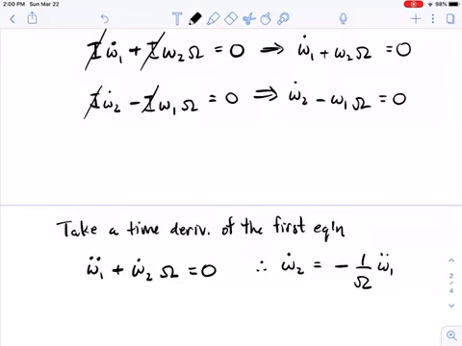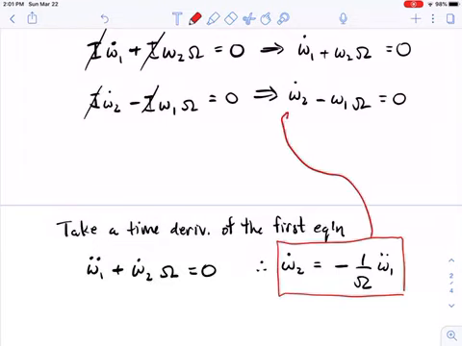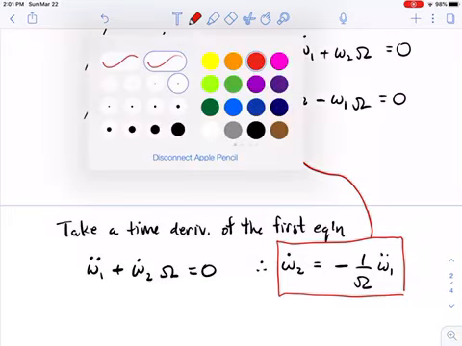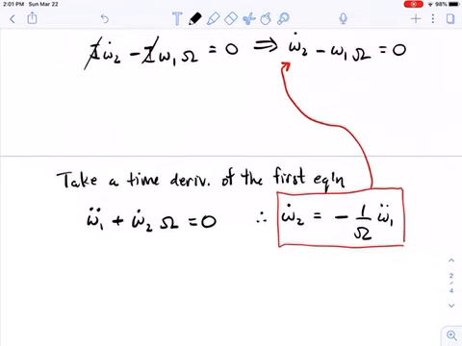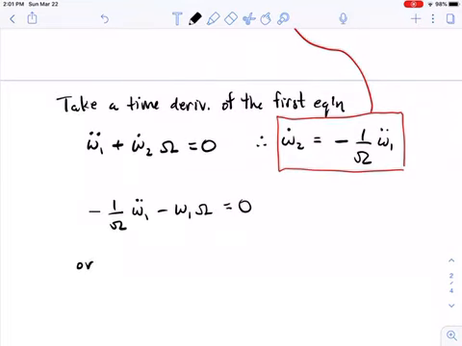Okay, and then we're going to take this expression for omega 2 dot and put it into the second equation. That's going to be nice because then we'll have a single differential equation in terms of just a single variable, omega 1. And moreover, that differential equation is going to be one that we recognize. When we make that substitution, we get minus 1 over omega times omega 1 double dot minus omega 1 omega is equal to 0. Or, taking that to the other side to get rid of the minus sign and multiplying by omega, omega 1 double dot is equal to minus omega squared omega 1.